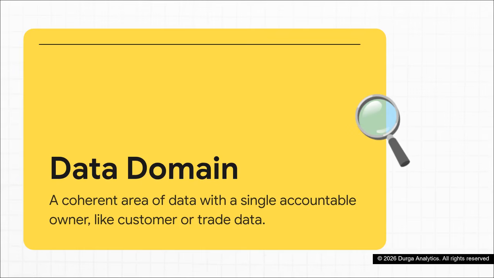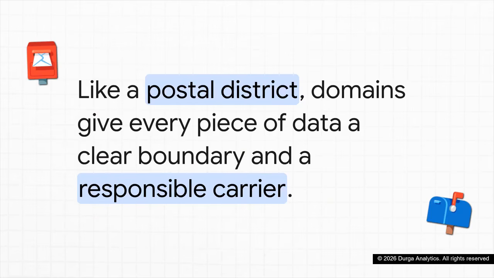Think of broad, logical categories like customer data, product data, counterparty, or trade data. I really want to stomp my foot on this requirement of a single accountable owner, because if an area of data cannot be assigned to one ultimate decision maker, it is simply not a properly defined domain, period. A really brilliant way to picture this is by thinking about city postal districts. Dividing up an estate into data domains is exactly like dividing a sprawling city into postal codes.